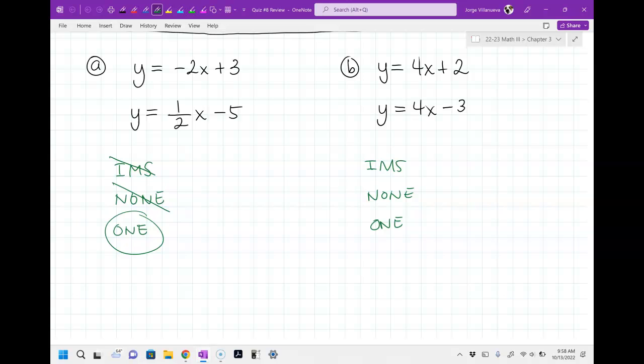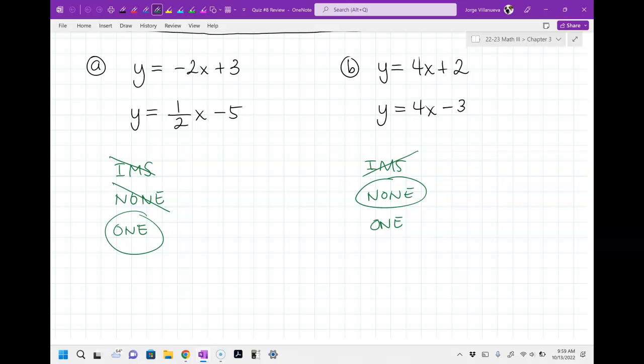All right, so are these an infinitely many solution type of equations? No, they're close, but they're not. Are these parallel? Yep. So that means that the answer is no solution, right? They're parallel because you can see that their slopes are both 4, but their y-intercepts are not the same. If they were the same, then they would be an IMS problem, okay? But since they're not the same, but you got the same slope, it's a no solution problem.